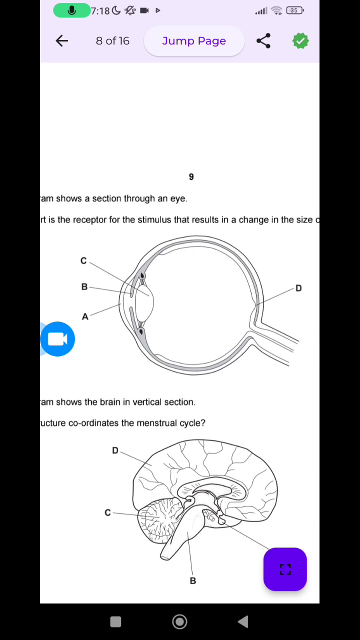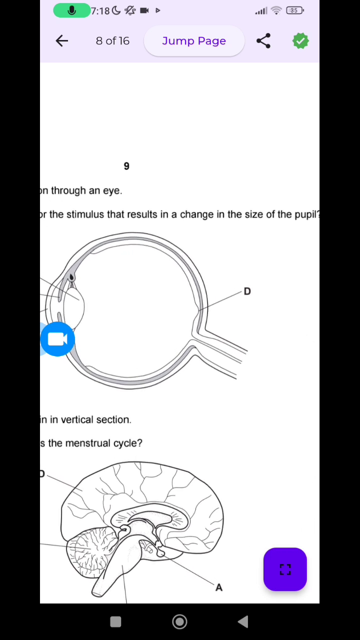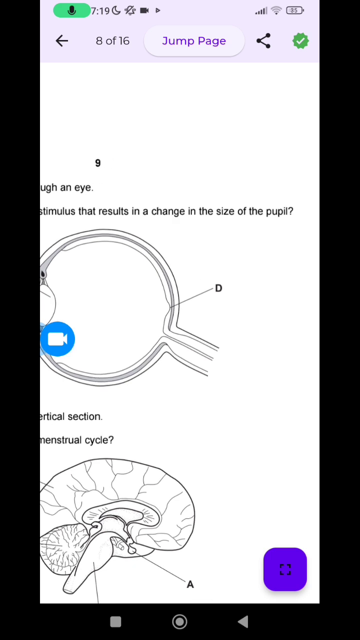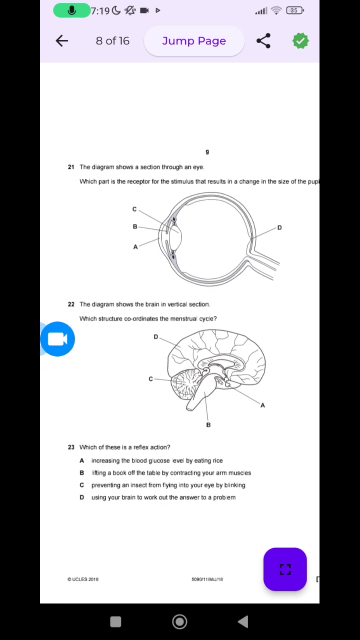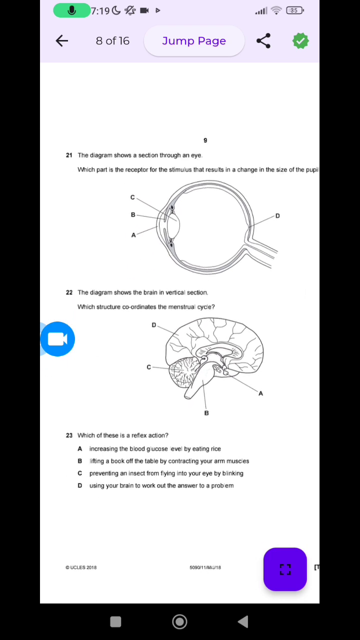the stimulus. The receptors are the nerve impulses present in the region of D, which is the retina. The retina detects that the change of size of the pupil is required, so D would be the correct option over here. The diagram shows the brain in a vertical section.